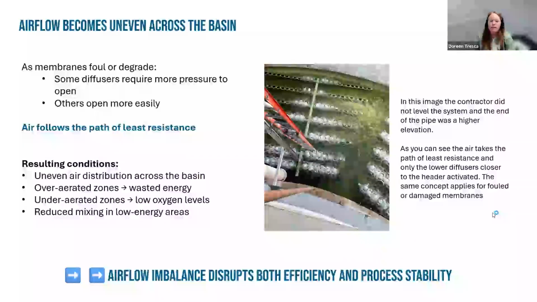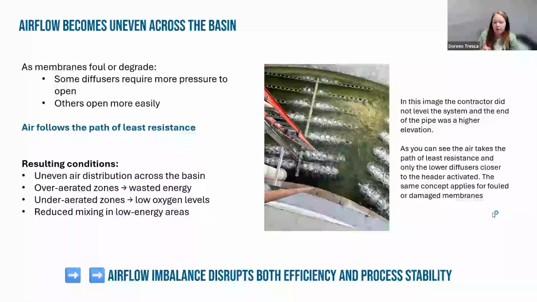But overall, the one thing about airflow is it is going to follow the path of least resistance. Whether that's larger slits or a clogged surface, the air is going to escape at the easiest point. So instead of being evenly distributed, the airflow becomes uneven across the basins as you have those inefficiencies between the diffusers. That's going to give you areas that are over aerated, which leads to wasted energy, and areas that are under aerated, where oxygen levels in the tank can drop. In the low aerated areas, mixing is also reduced. That imbalance is going to impact both process performance and overall system efficiency.